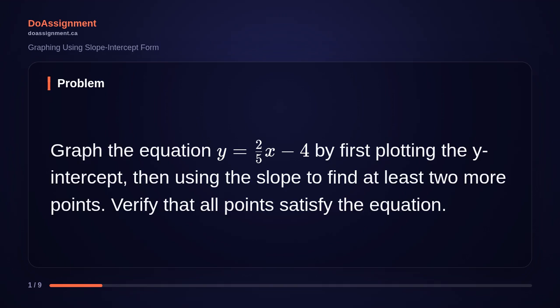Graph the equation y equals 2/5 x minus 4 by first plotting the y-intercept, then using the slope to find at least 2 more points. Verify that all points satisfy the equation. Now let us work through the solution step by step.